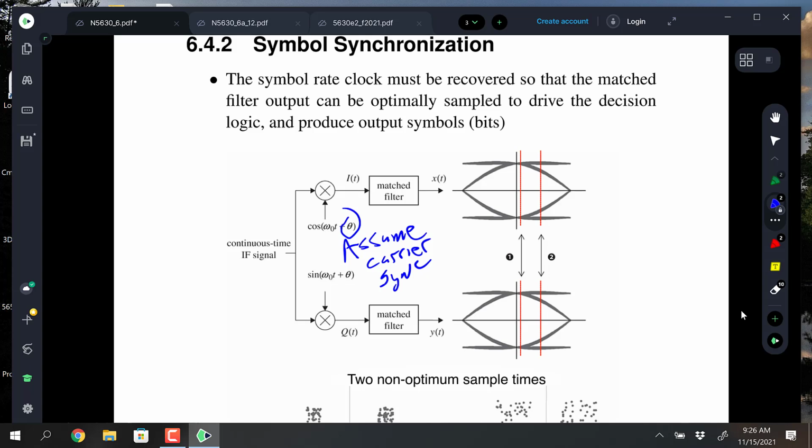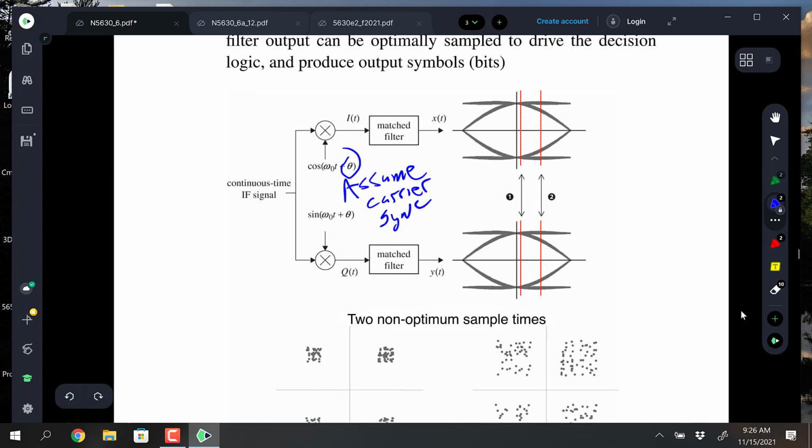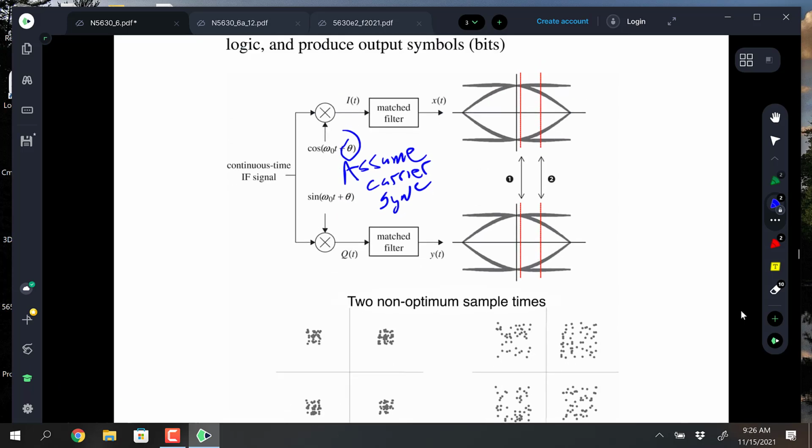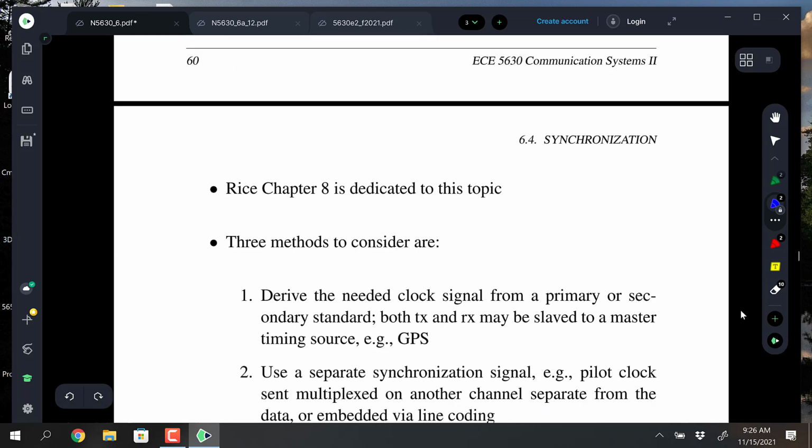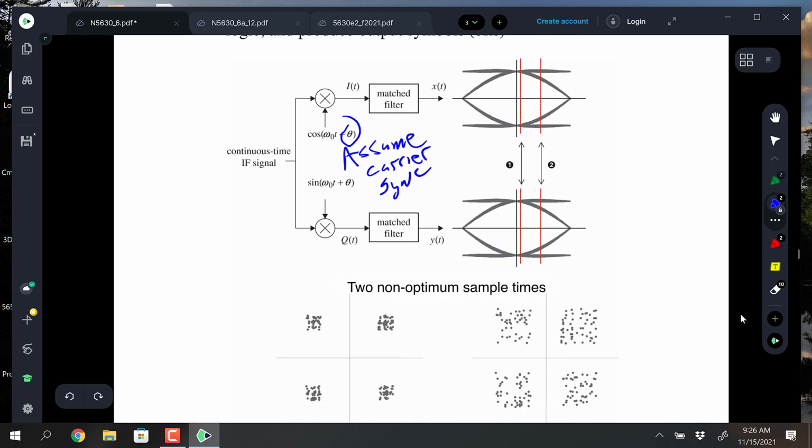So symbol sync says we'd like to get the optimum sampling times, and these pictures here come from the Rice book. I put some notes on here, but this just shows you that if you're sampling at the 2 points, 1 and 2 of the eye pattern, sampling once per symbol, you have knowledge of the symbol clock. You might not have it that accurately, but you have it for a short period of time. It hasn't drifted away, but instantaneously, this is just showing you what would happen. You're not getting a very good scatter plot. It's cluttered up. So that is trying to emphasize the need for symbol sync.